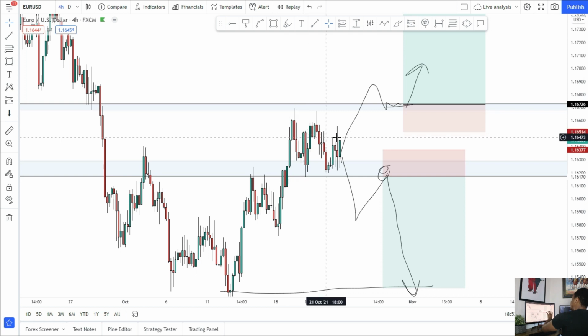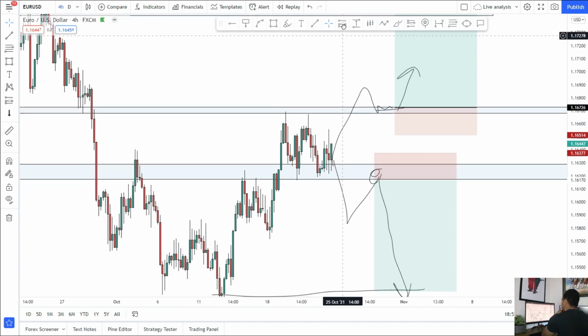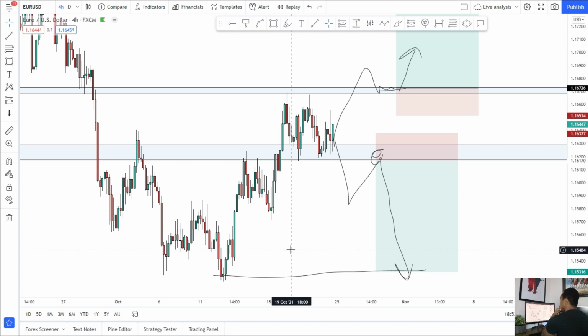Price is a little bit sideways now, so wait for price to make the decision as to where it wants to go. If it wants to push up, cool, we'll go with it to the upside. If not, if it wants to break to the downside, we'll wait for that retracement and take those shorts into those lows for next week.